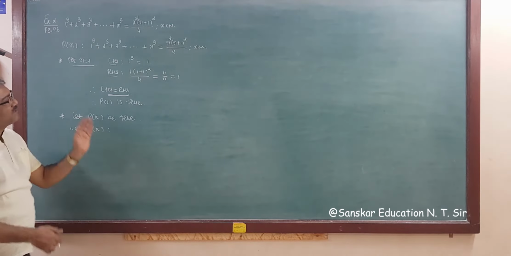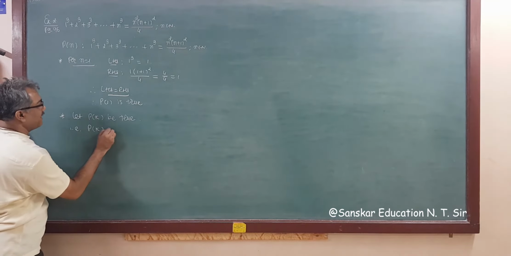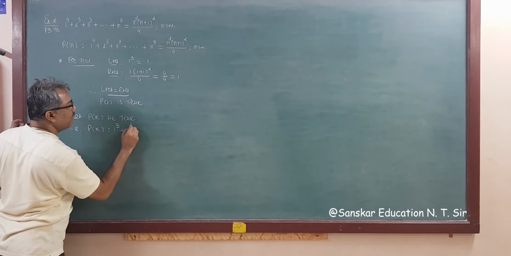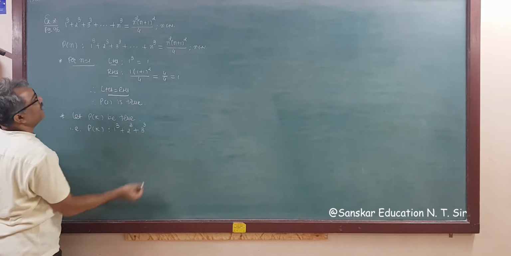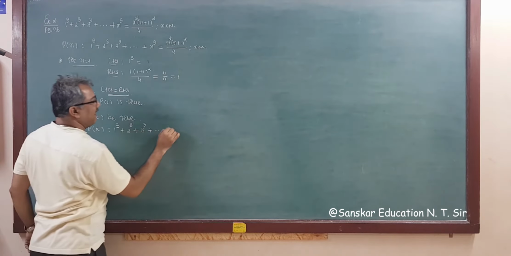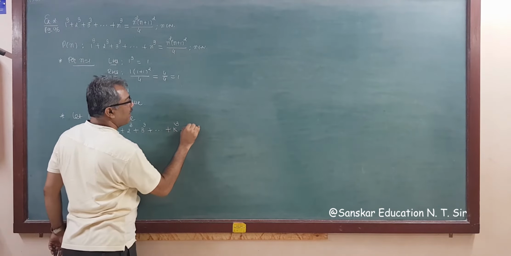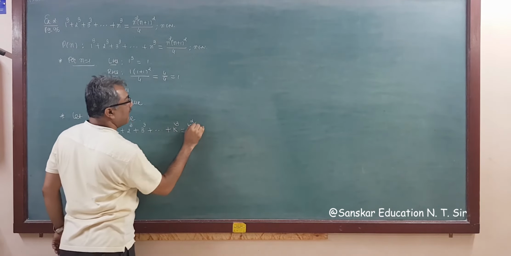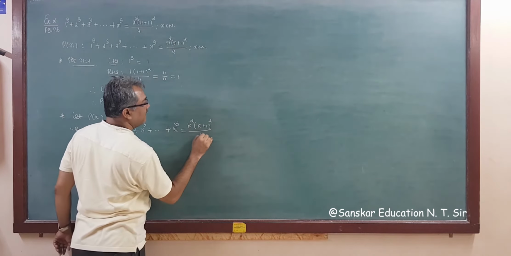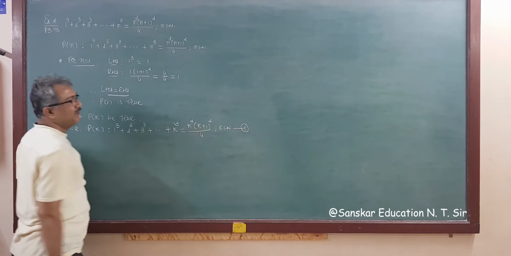Make a structure, and keep substituting the values, and your answer will keep coming. Right? So Pk is 1 cube plus 2 cube plus 3 cube plus dash. Now replace n by k, so that k cube is equal to k square into k plus 1 whole square divided by 4, where k belongs to N, and this is your result number 1.